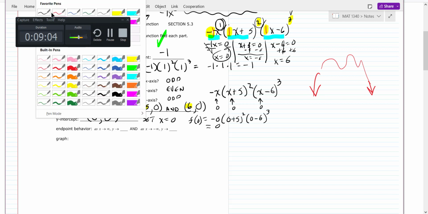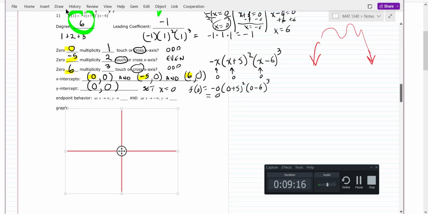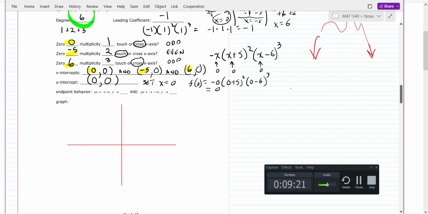So what you want to do next is go ahead and draw a blank graph, and then I'll show you how to put this one together. Just draw a blank graph, and label the x-axis. You need to go to 6: 1, 2, 3, 4, 5, 6. You need to go to the left to -5.